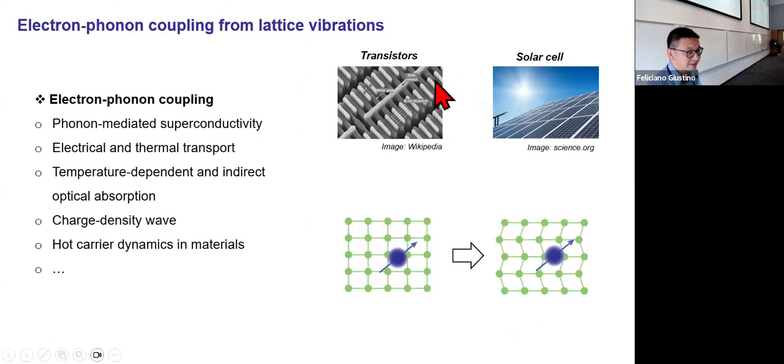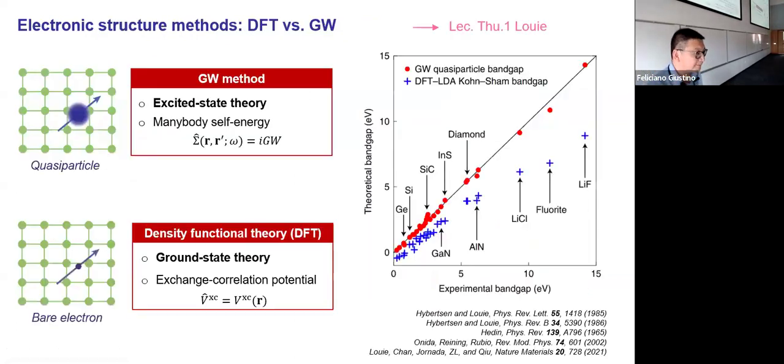For example, in transistors and solar cells, they play critical roles relevant to many aspects. Electron-phonon coupling basically comes from electrons interacting with lattice vibrations. For example, if you think of the green dots as atoms in equilibrium positions, once the atoms start vibrating, that generates an extra interaction, which we call electron-phonon coupling. Electron-phonon coupling can be relevant to many phenomena that I list here, but we've already seen a lot.